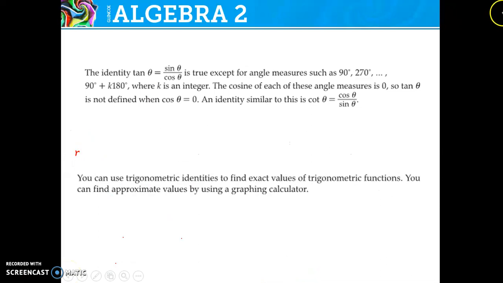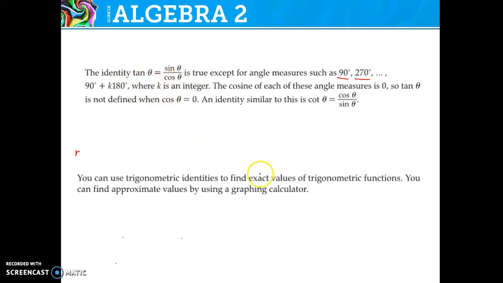All right, so take a look here. This is an example of what I was saying, that identities are only true where they're defined. So this identity, tangent of theta is sine of theta over cosine theta, is true except for 90 degrees, 270 degrees, etc. Because the cosine of 90 is 0, the cosine of 270 is 0, so that would make this not true. But it's true everywhere where this is defined.